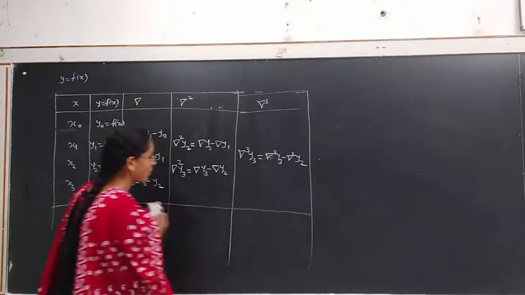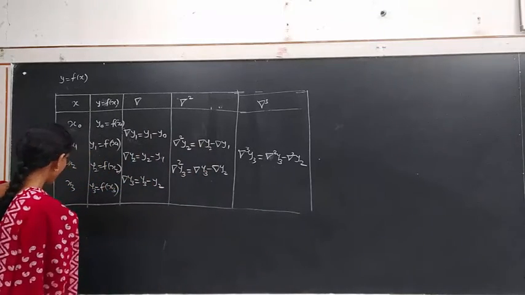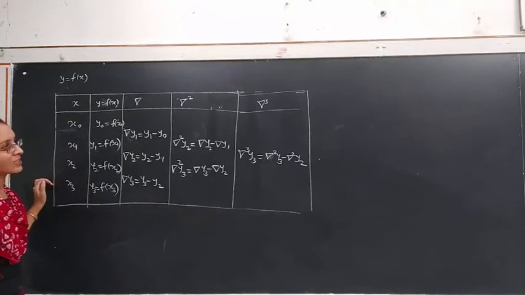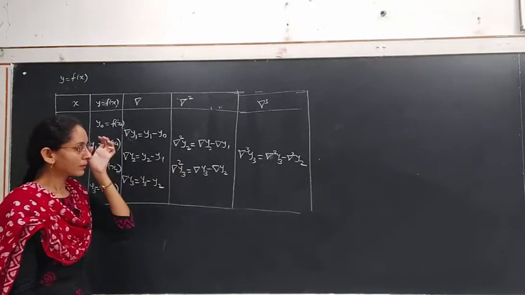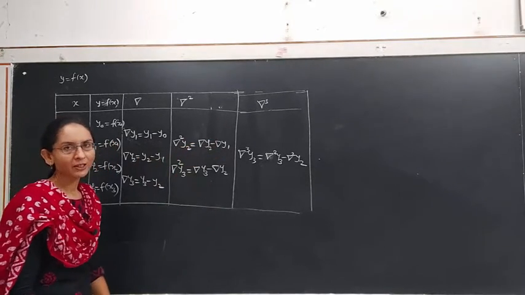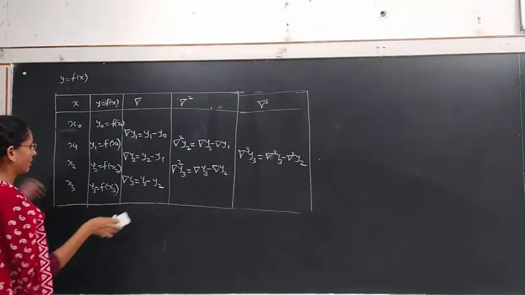As we have four values of x which are equally spaced, we will get at most third order backward differences. We see one example on this.